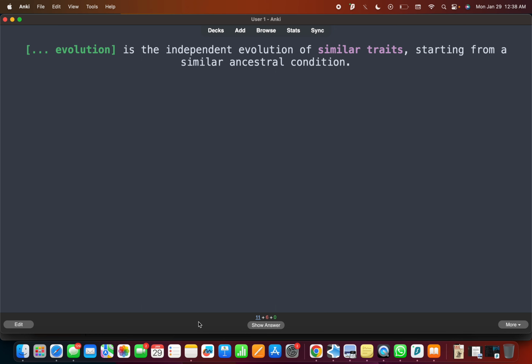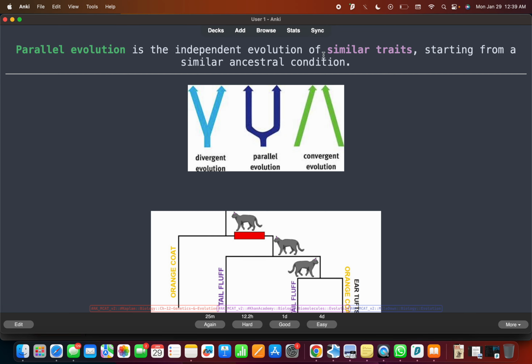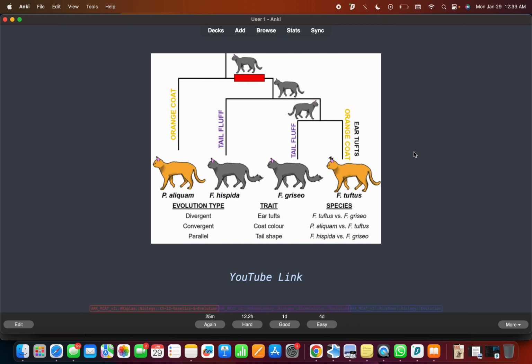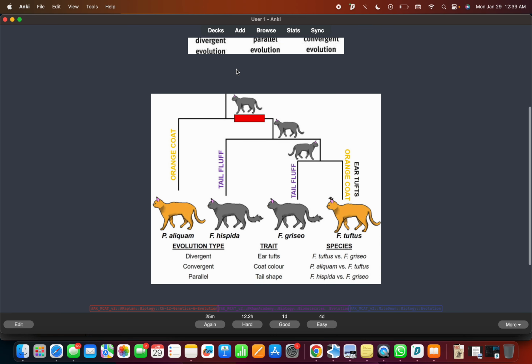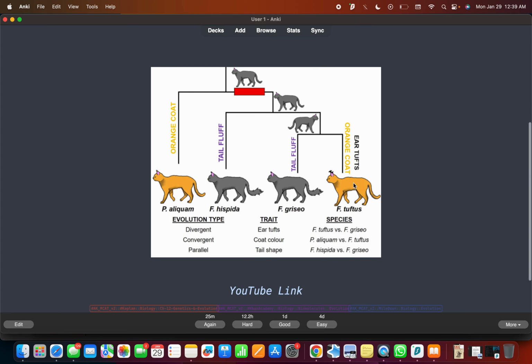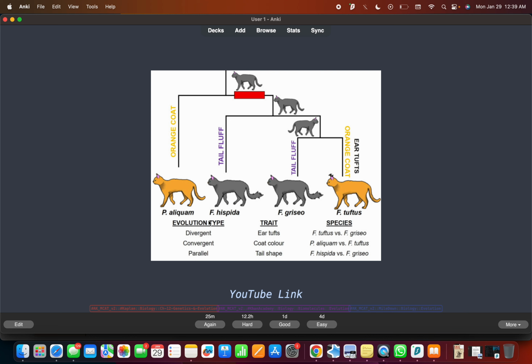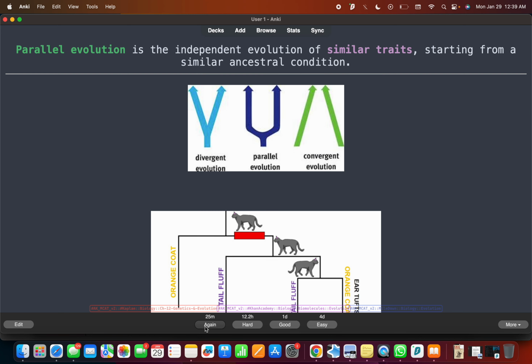Then we have what evolution is the independent evolution of similar traits starting from a similar ancestral condition. Is this convergent? Parallel? Similar traits. So independent evolution of similar traits is independent evolution starting from a similar ancestral condition. So tail shape is parallel. This one is completely away from this one, the orange coat from the orange coat here. But the tail shape is what is parallel between them, right? So independent evolution of similar traits starting from a similar ancestral condition.